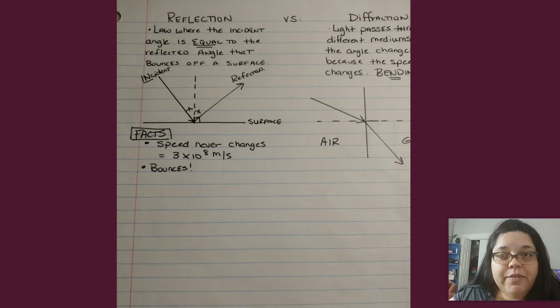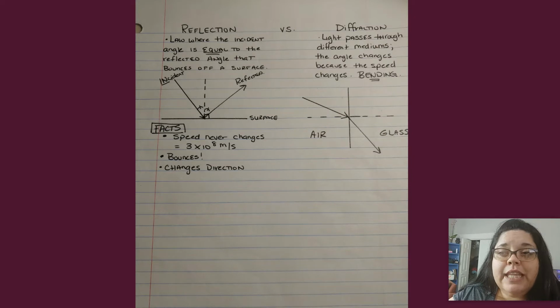It does bounce in reflection. So bouncing off of things, that is reflection. And then it changes direction. So you can see here, this is going to be moving in a straight line until it hits the surface and bounces, then it changes the direction that it has.